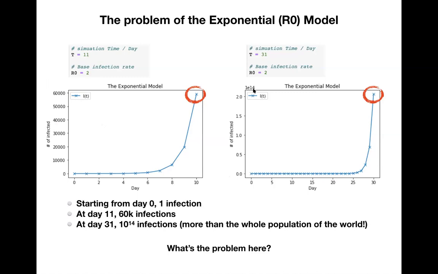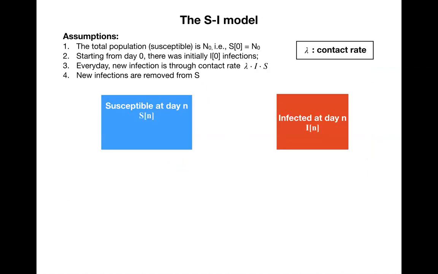So the problem here is that I don't have an upper limit of how many people can get infected, right? There is a limit on how many people can get infected, and the upper limit is the total population of the world. So we need to introduce something like that. Let's take a look at a new model, which is a step further than the exponential model. It's called the SI model.